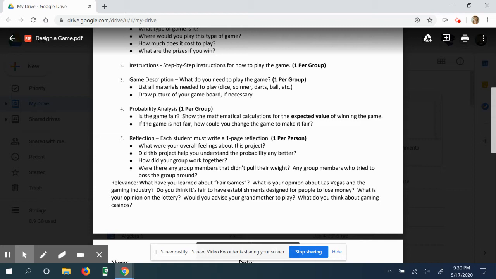Next, here's where the probability comes in. Okay. So what you're going to do is find your expected value, and you're going to be talking about that in your game. Now, what exactly is expected value?